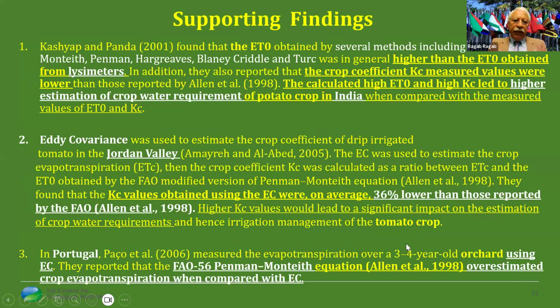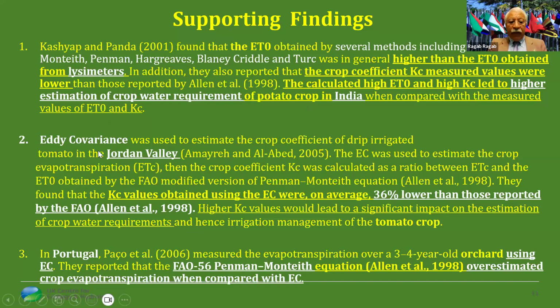Some supporting findings: I wasn't the only one who found that the evapotranspiration by the modified Penman-Monteith overestimates the evapotranspiration. Here, other scientists used lysimeters, and they found that the equation calculated a high ETo and a high Kc, which led to a higher estimation of crop water requirement of potato crop in India.